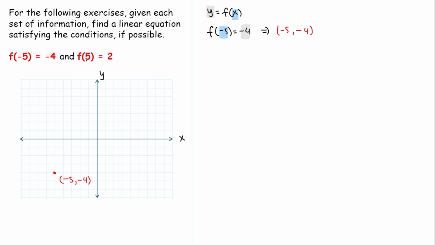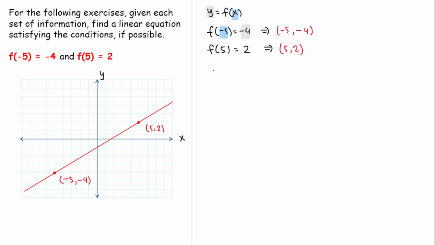Okay, and now let's have the second point here. I will have f of 5 is equal to 2, and we can use the same logic here. So we will have 5 comma 2. Good, and let's draw this on the coordinate system. 1, 2, 3, 4, 5, comma 2. We'll have this point, and that point is 5 comma 2. Okay, we have 2 points, and let's connect them, forming a line. So our task here is to find the equation of this line.